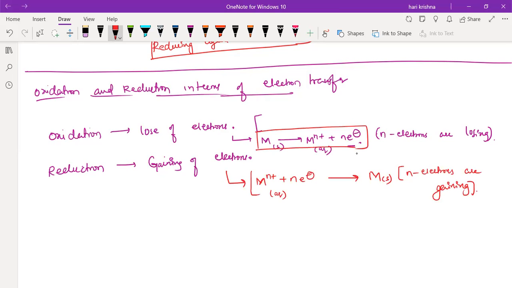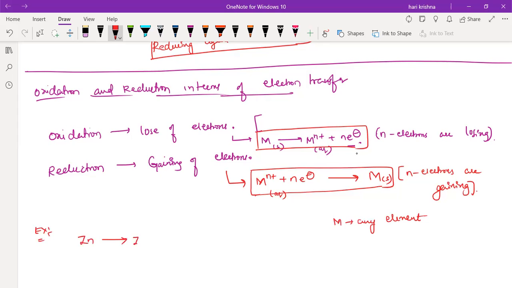What is meant by M? M is any element here. Any positive element loses electrons to form a positive ion, and this is called oxidation. If you take zinc as an example, if it loses electrons, it will form Zn2+. Losing 2 electrons. So Zn is moving from Zn to Zn2+ state, so it is oxidation.